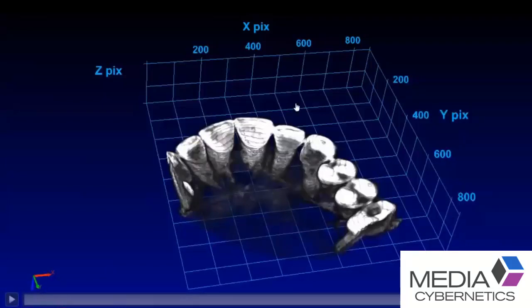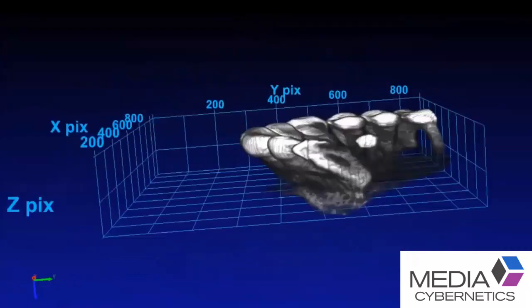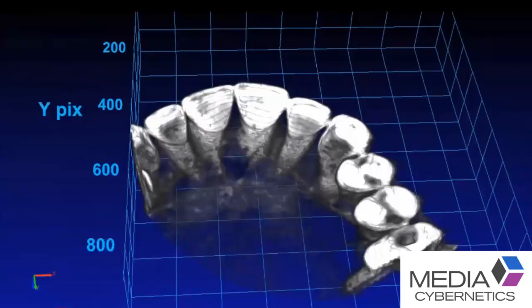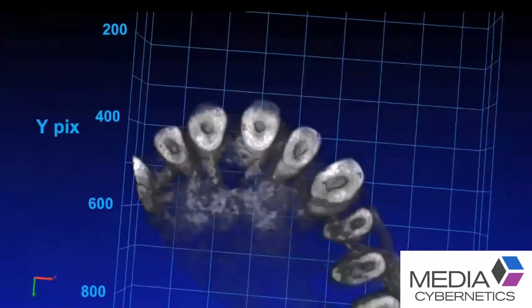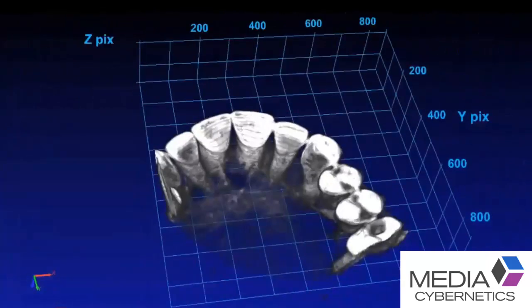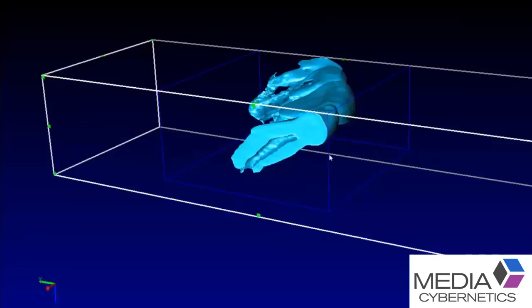Here's an example of an animation that shows the raw grayscale image with a calibration grid array in the background, and I can play this animation forward here. You can see different perspectives of the sample, going through different passes of Z-planes.